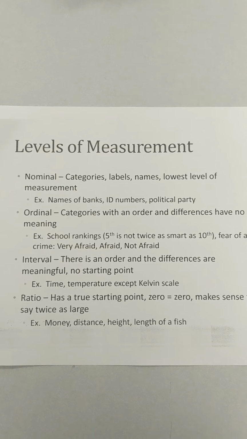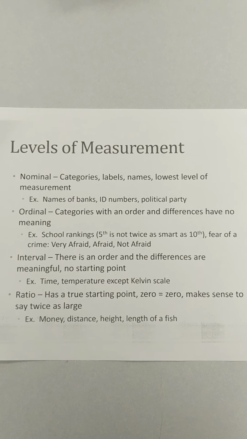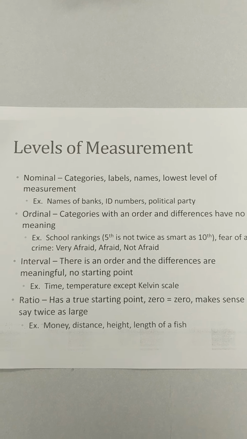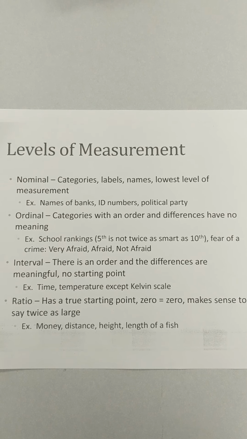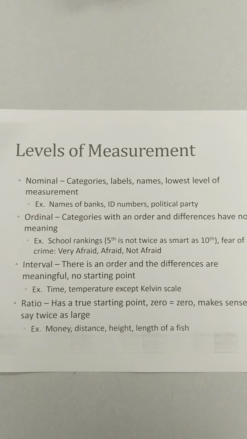And then the last level of measurement is ratio. That has a true starting point. 0 equals 0. And it also makes sense to say you're twice as large. So money, distance, height, length of a fish, anything where you're really measuring and you have a starting point to something, then it would be ratio.